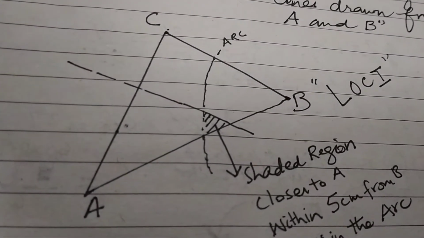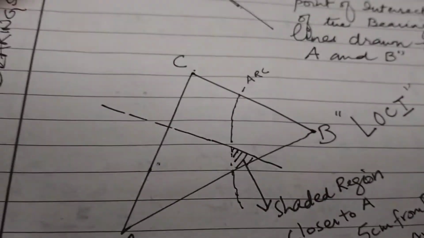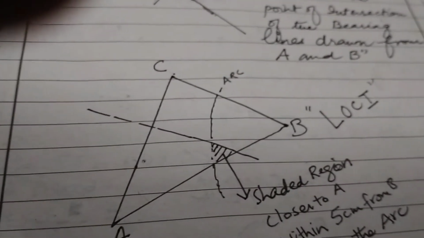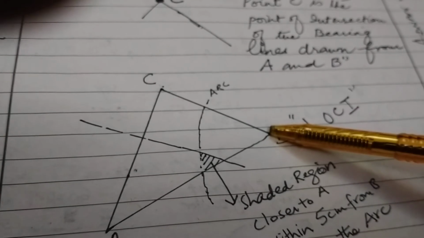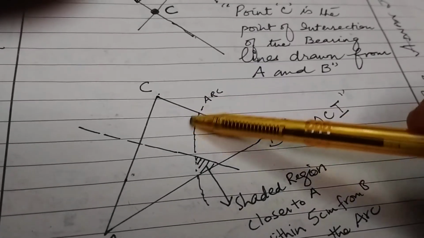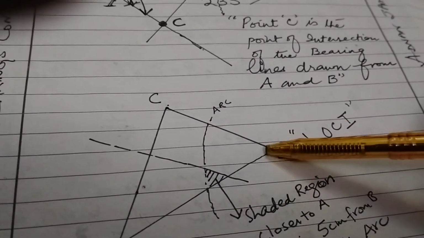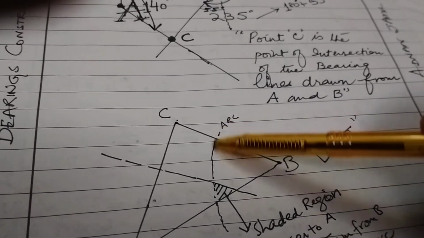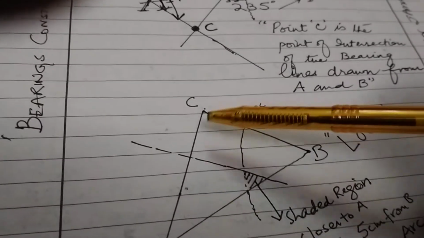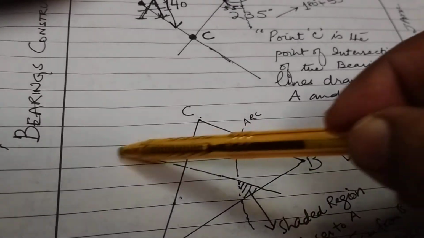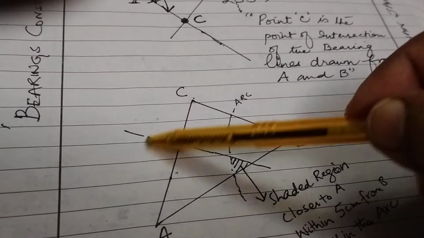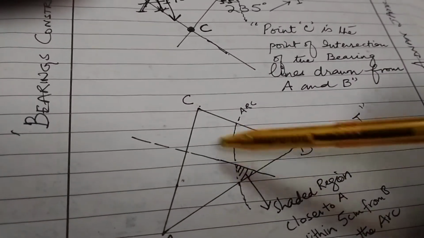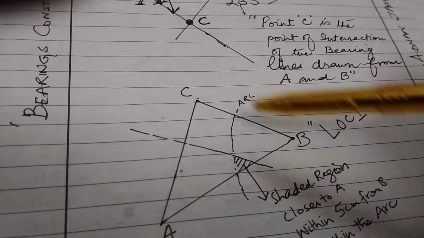You can see triangle ABC. From point B, use the compass and draw an arc of 5 centimeters. Your center will be B. So you put your compass at point B, set 5 centimeters, make an arc, and then draw the perpendicular bisector of AC. You can use the compass and bisect this line AC.